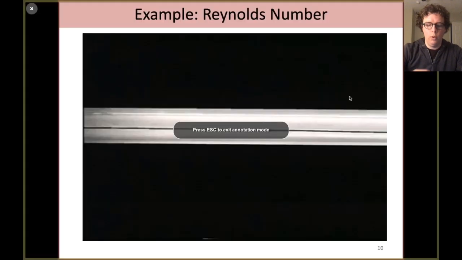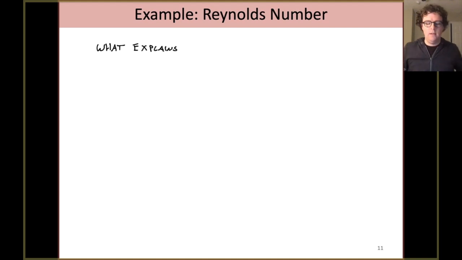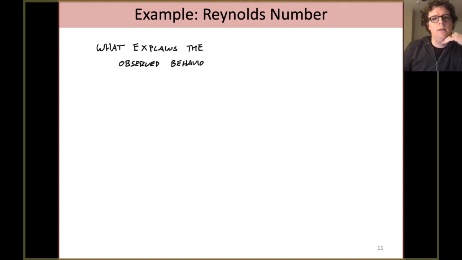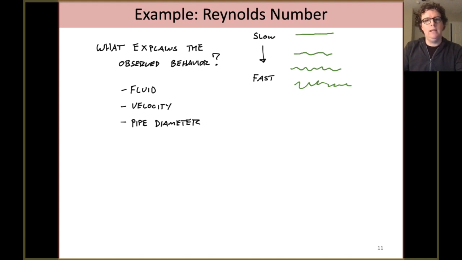So what describes this problem? If we were trying to take this set of observations, where from relatively slow to relatively fast flow, you went from this orderly, nice, consistent streak of dye to the really turbulent flow, what might matter here? It's not hard to imagine some of the key elements might be what is the fluid. What I showed you was a video of water, but if we change that to oil or corn syrup or air, you might expect different results.